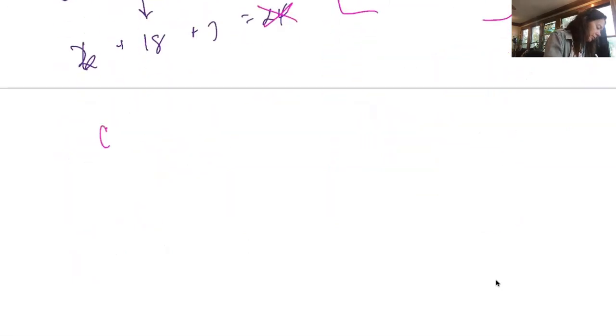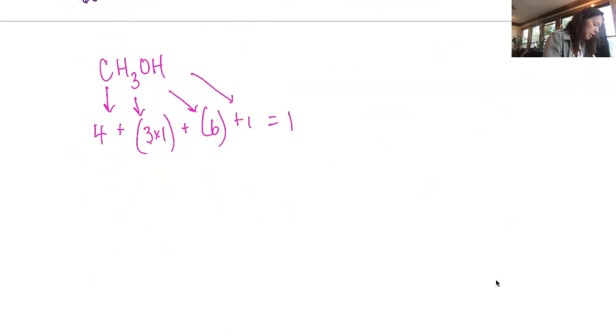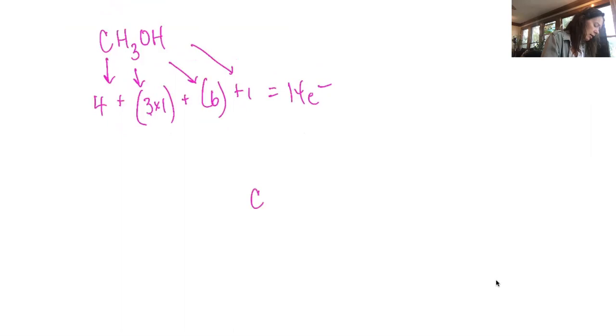Okay, guys. CH3OH. Okay. 4 plus 3 times 1 plus 6 plus 1, 7, 10, 14. C, H, H, H. All right, I just did that fast. That's what that means, guys. CH3 looks like this. It's referred to as a methyl group, okay?